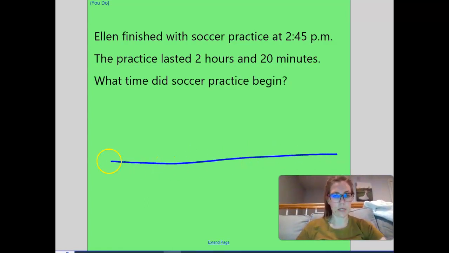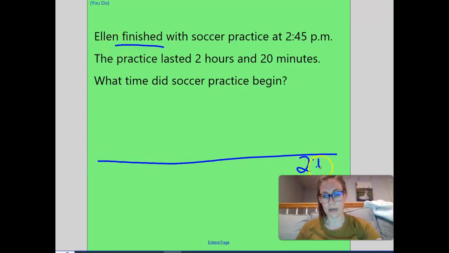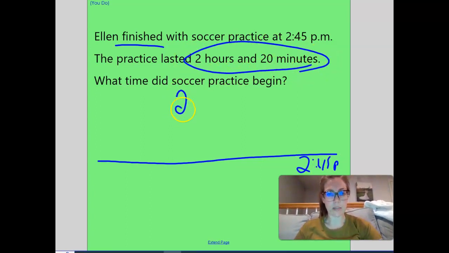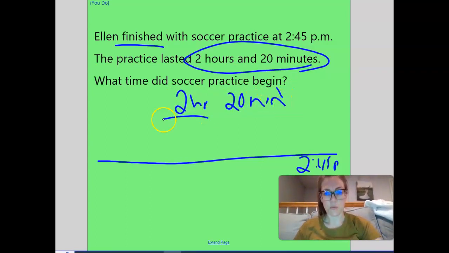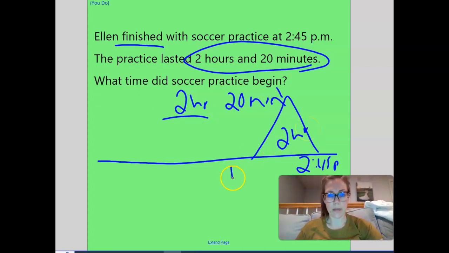So soccer practice finish. That tells me it's at the end. 2:45 p.m. Then here tells me elapsed time because it's the hours and minutes. Now I'm going to do my jumps. Ooh, my goodness. Jump my 2 back. 2:45 minus 2 hours would get me to noon. Or no, not noon, but 12:45 p.m.